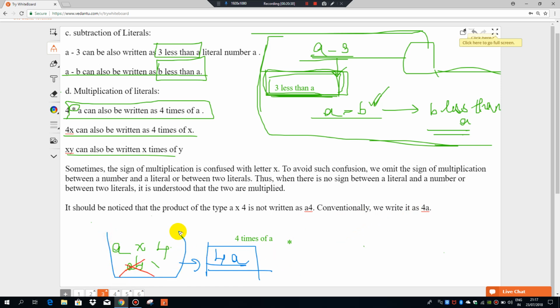And please remember, the number comes first in the short form. Same here, xy. If there are both literals, like a into b, we write ab, because both are literals. It should be noticed that for the type a into 4 or x into 5, x into 7, we don't write x7 or x5. We write 5x, 7x like that.